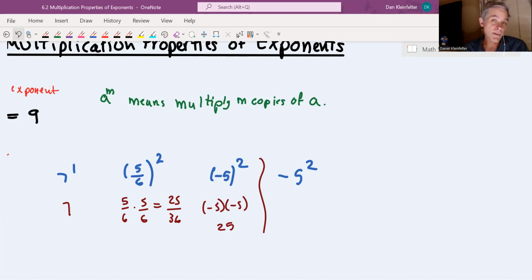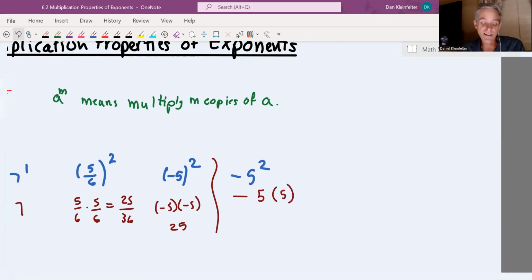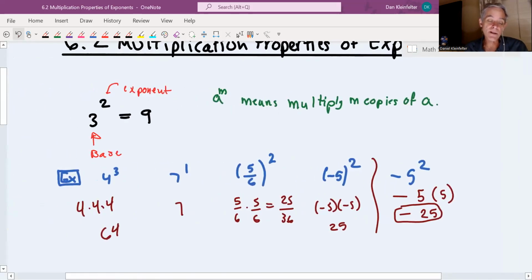For the last one, people always want to say that that's 25 also, but keep in mind the order of operations has us do powers first. So when you see negative of 5 squared, that's the negative of 5 times 5, or negative 25. It's not positive 25 because the 5 is getting squared before we're taking the opposite of, so you get negative 25.